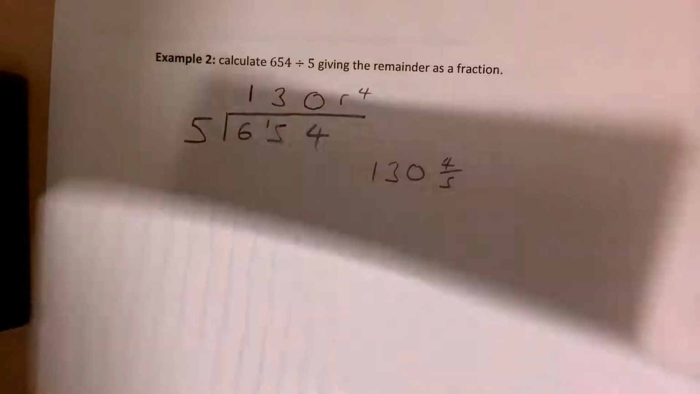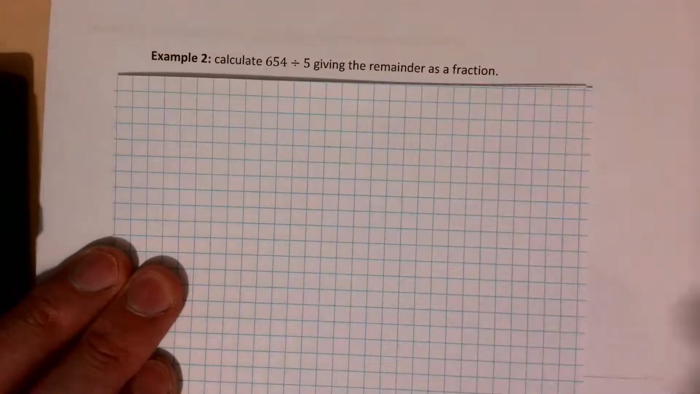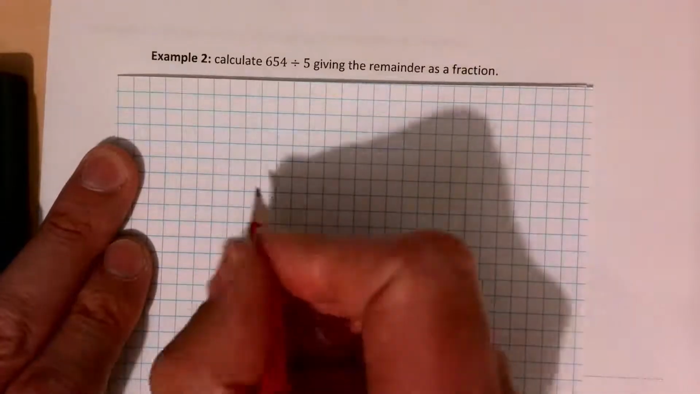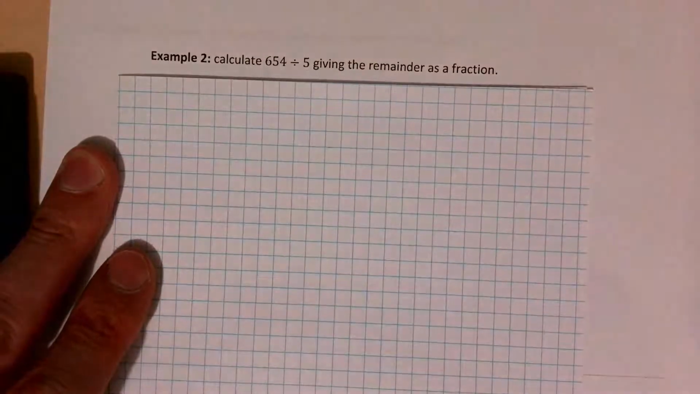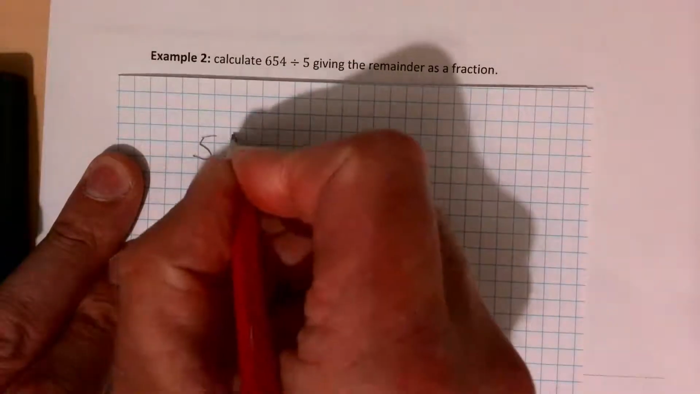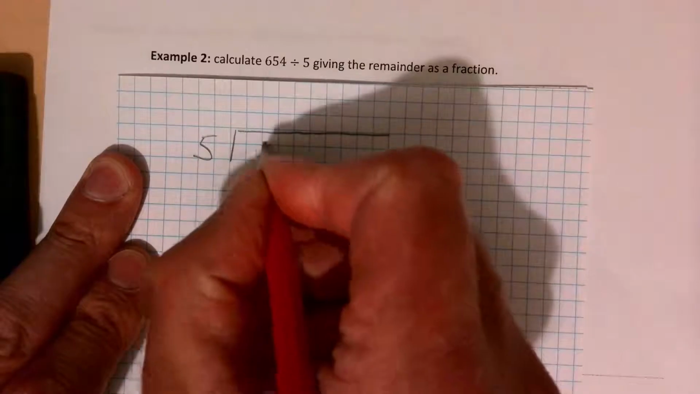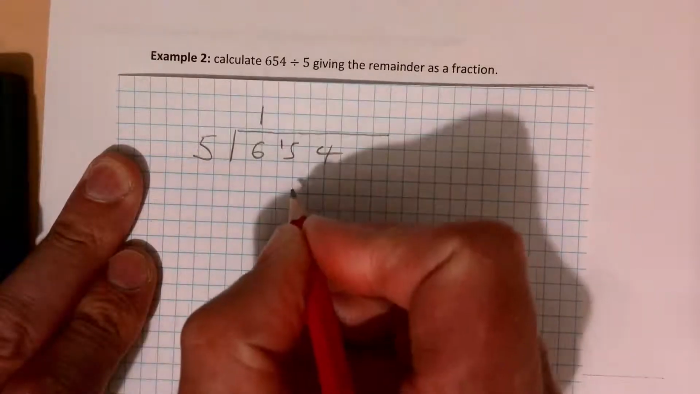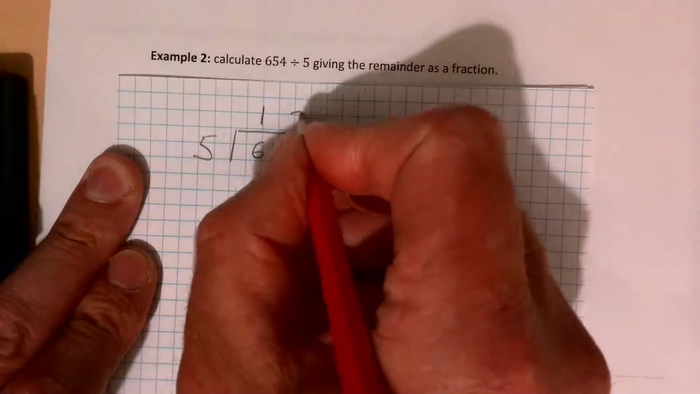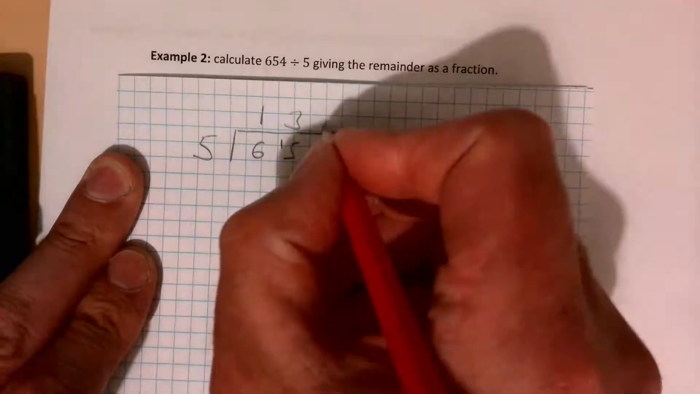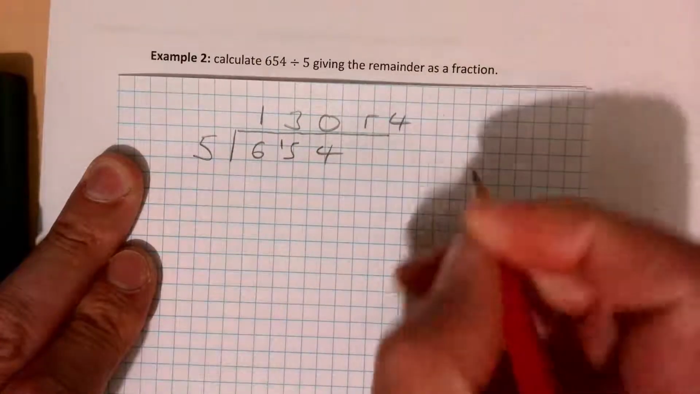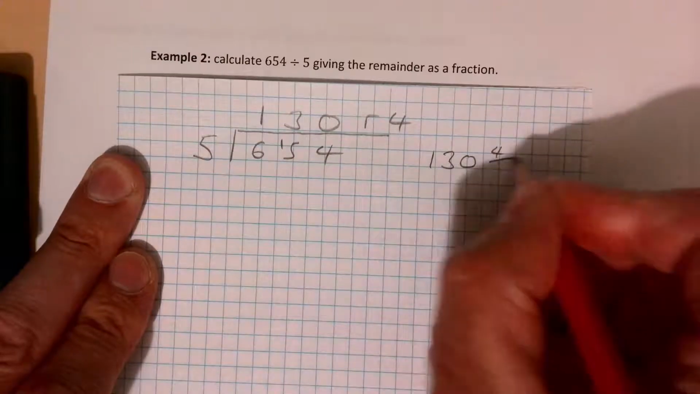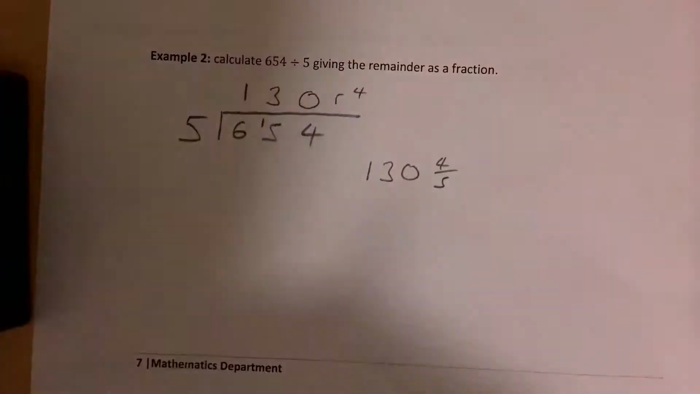Let's take a look at example 2. Example 2, 654 divided by 5, again giving your answer as a fraction. Sorry, giving the remainder as a fraction. 654, 5 into 6 goes 1 time, and 1 left over. 5 into 15 goes 3 times. 5 into 4 goes 0 times, remainder 4. So our answer in this case is 130 and 4 fifths.